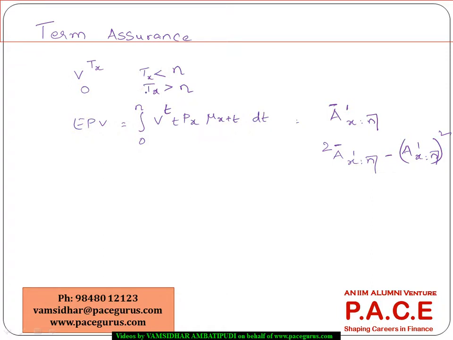Then the same logic, if I'm going with the endowment assurance, payments wise, yes, it is v^Tx if Tx is less than n, and if Tx is greater than n, there is a payment that is happening, which is v^n.